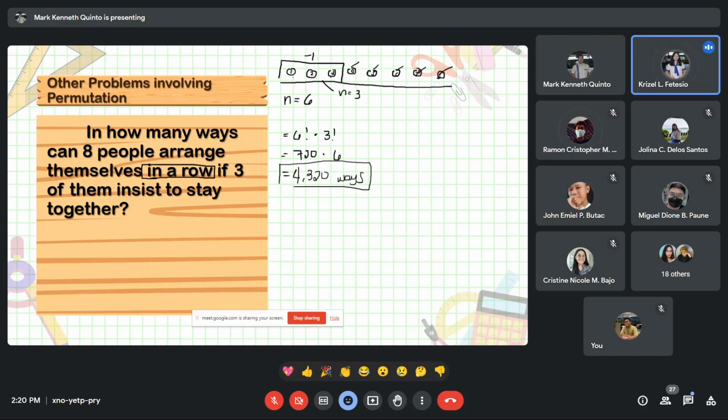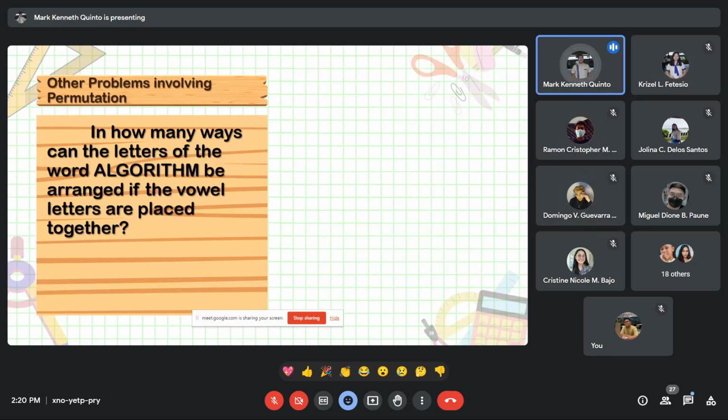Yes po. Okay, so kung nakuha, let's proceed with this one. In how many ways can the letters of the word algorithm be arranged if the vowel letters are placed together?